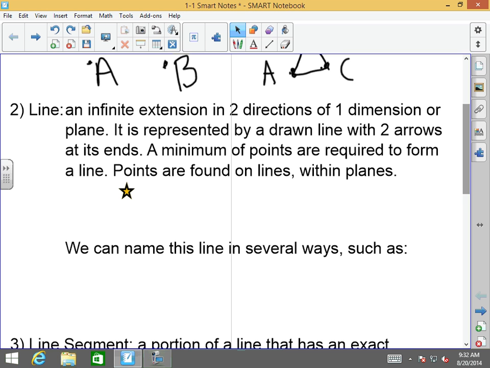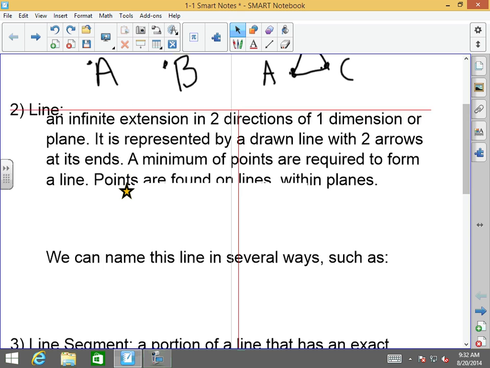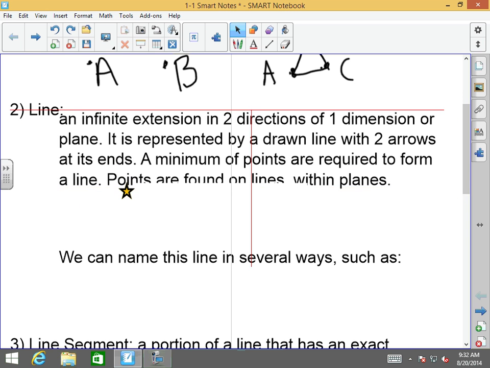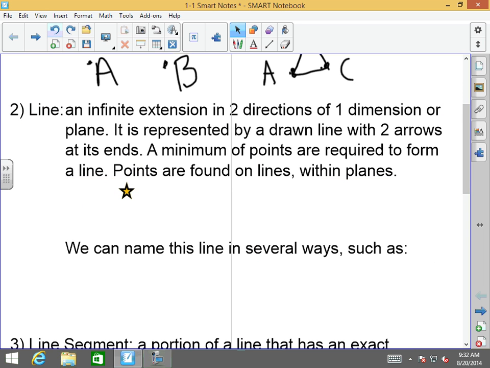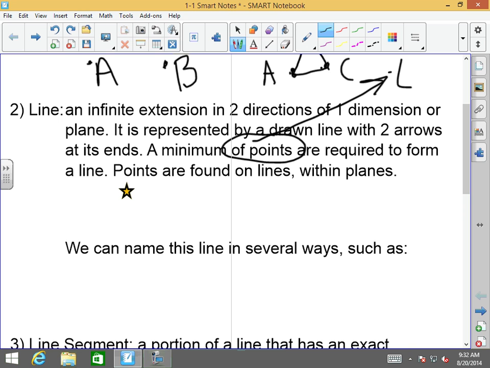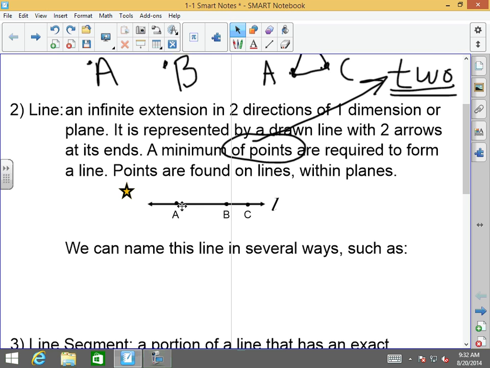A minimum of 2 points is required. 2 points are required to form a line. Points are found on lines within planes. So you need a point to create a line. For example, that's a line.